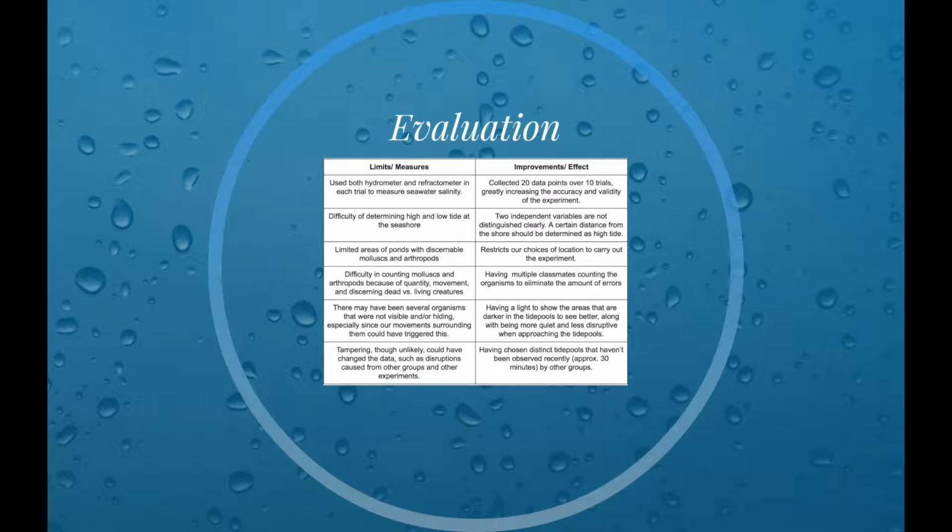Difficulty of determining high and low tide at the seashore. So we chose 2 independent variables that are not distinguished clearly. A certain distance from the shore could be determined as high tide.